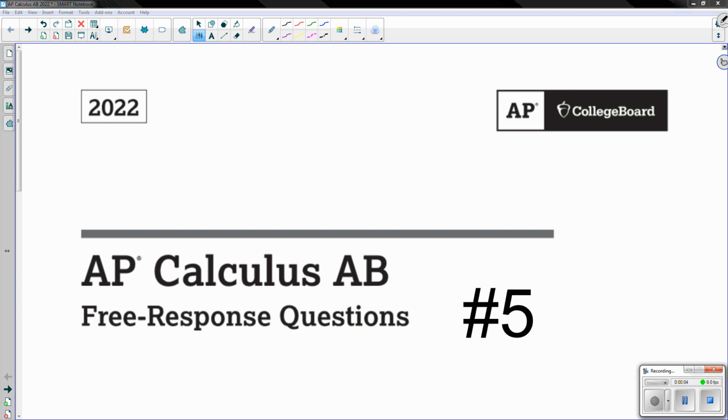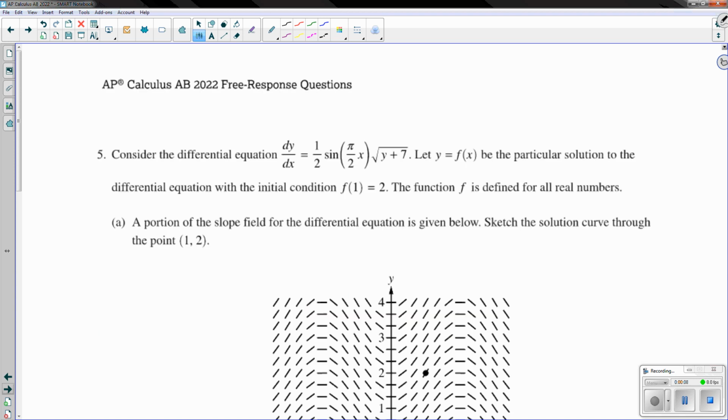2022 AP Calculus AB free response question number 5. Consider the differential equation dy/dx equals 1/2 sine of pi over 2 x times the square root of y plus 7. Let y equals f of x be the particular solution to the differential equation with the initial condition f of 1 equals 2. The function f is defined for all real numbers.